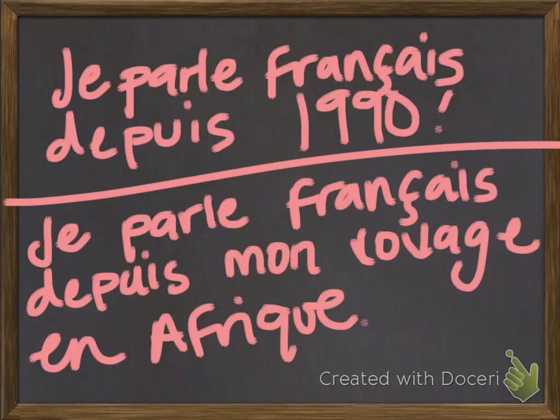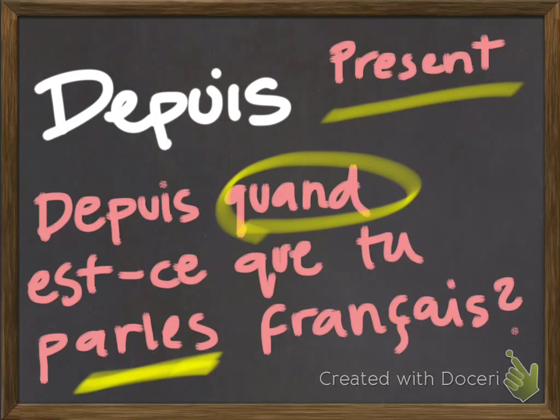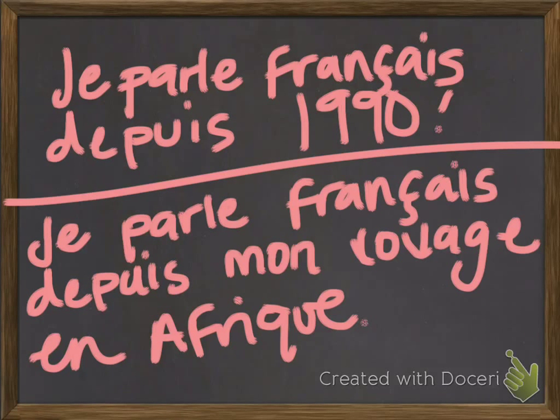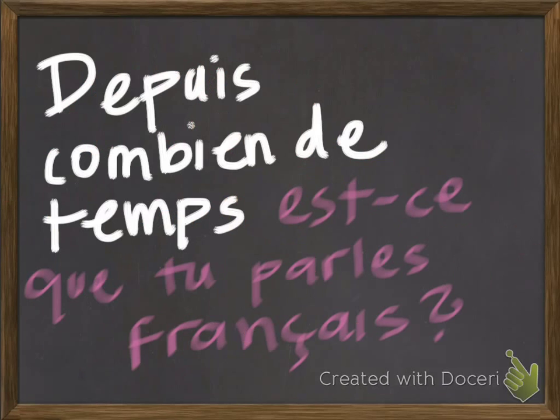So let's look at these examples. Je parle français depuis 1990. Right? So since 1990. Je parle français depuis mon voyage en Afrique. So even if it's an event, that's when you began doing something, you could definitely answer depuis quand with either a date or an event.